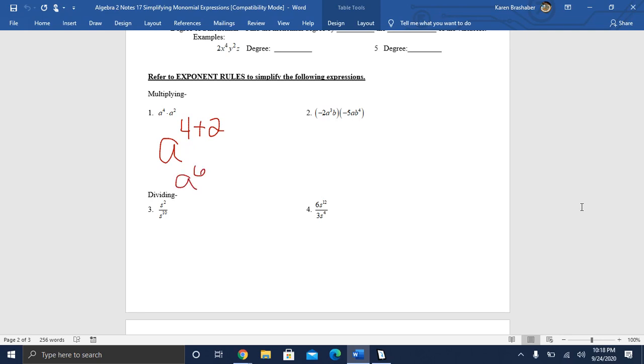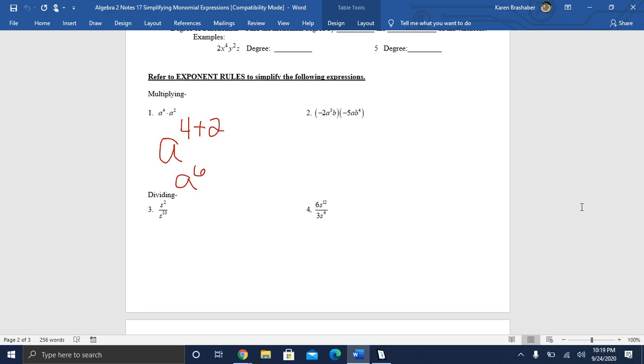So a to the 6th power would be our final answer. You do not have to show the addition of the exponents, but if it helps you, then certainly do show that. On problem 2, you have multiplication of two monomials, but they have coefficients.